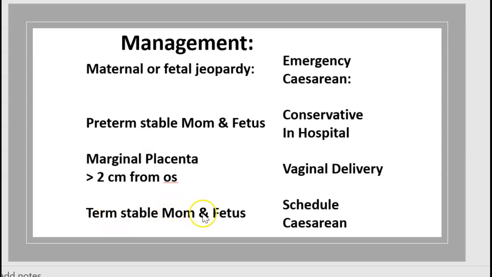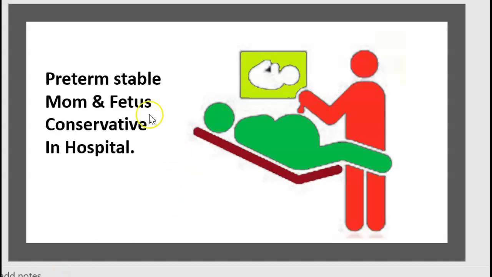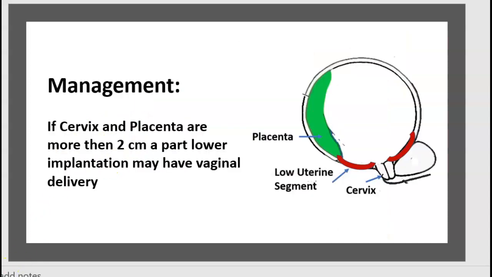Term stable mom and fetus, schedule cesarean. Preterm stable mom and fetus, conservative in hospital. If the cervix and placenta are more than 2 cm apart, lower implantation may have vaginal delivery. This is the placenta, this is the cervix. If it is over 2 cm, we can try the vaginal delivery.